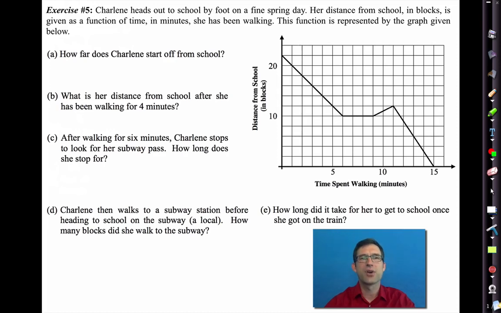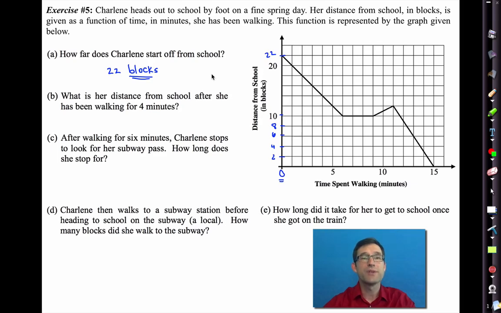How far does Charlene start off from school? All right, well, that really gets at the idea of where was she at 0 minutes? Well, if I look up and watch out, the scale is by twos, right? That could be a little tricky if you don't look at it carefully, right? It's 2, 4, 6, 8, 10. Well, it's clear that she starts off 22 blocks. Don't forget your units. She starts off 22 blocks from school. Simple enough. Notice only one output.